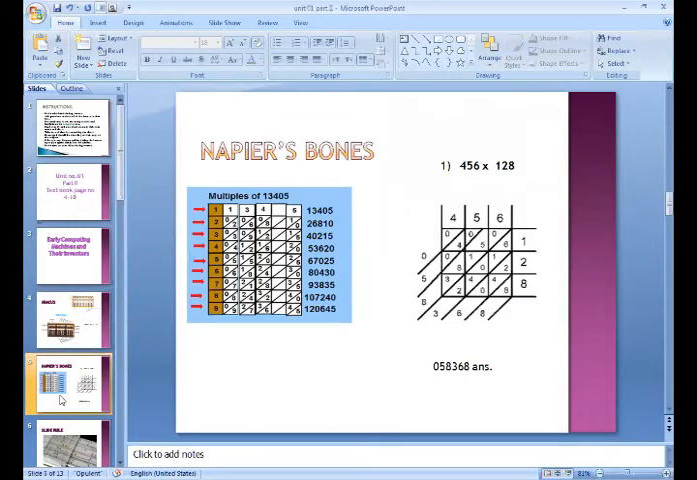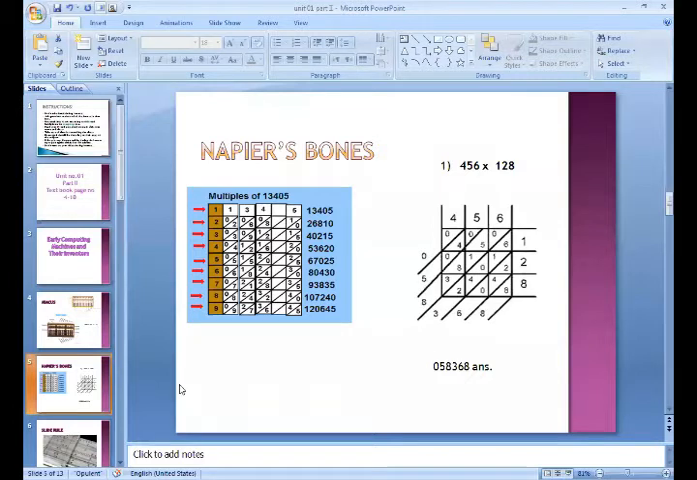Okay, now we start Napier's Bones. John Napier was a Scottish mathematician. He created a logarithm table to facilitate calculation. He also created a device known as Napier's Bones. It was designed in 1612. It was made up of rods or sticks with numbers marked on them. It was used for addition, subtraction, and division.